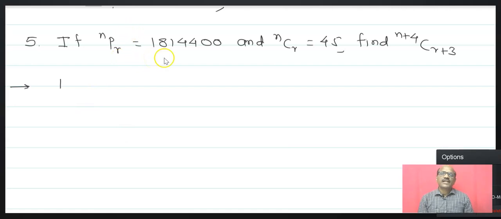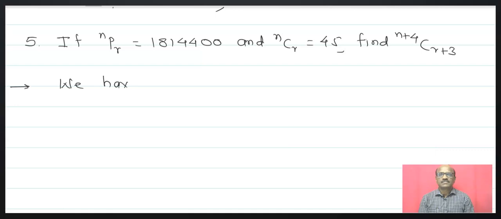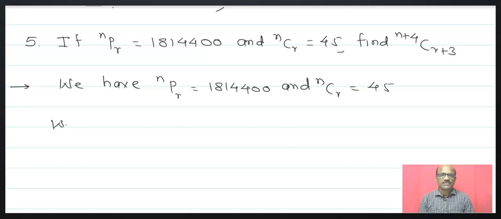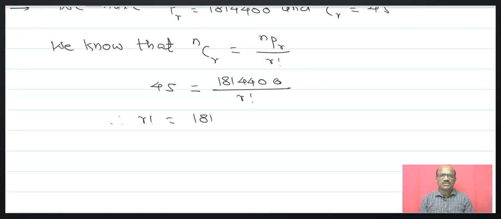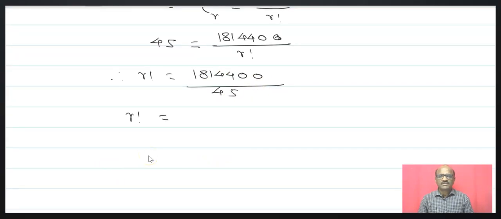Now nPr is equal to 1814400 and nCr is equal to 45. Then find the value of (n plus 4)C(r plus 3). Now let's see this here. We know the relation between nPr and nCr, that is nCr is equal to nPr upon r factorial. The value of nCr is 45, and that is equal to 1814400 upon r factorial. Substitute. Therefore r factorial is equal to 1814400 upon 45.